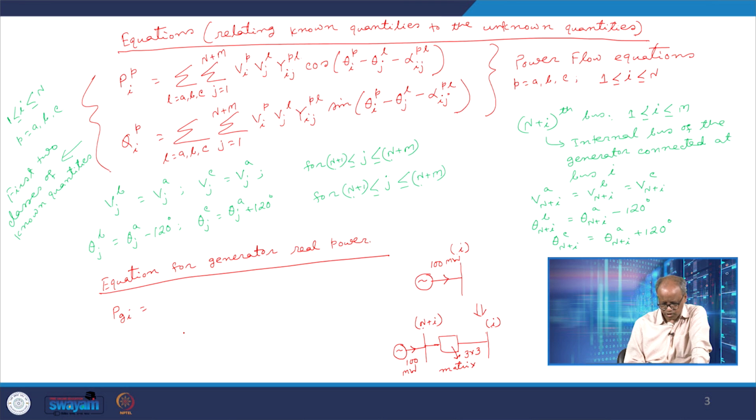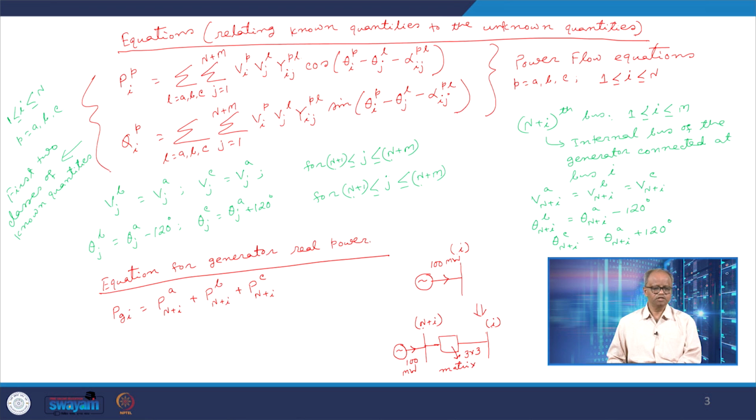So I can write down that PGI is nothing but P n plus I A plus P n plus I B plus P n plus I C. Right. So what is P n plus I A? P n plus I A is the injected real power, because it is a generator. So the actual generated real power would be equal to the injected real power.